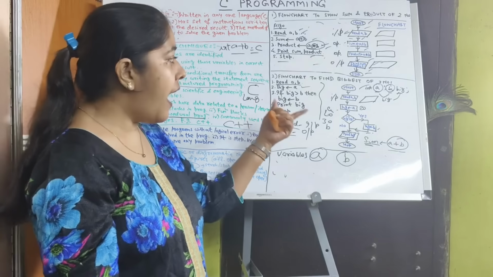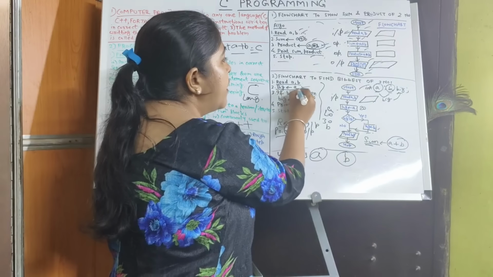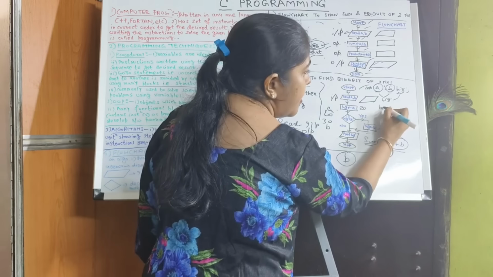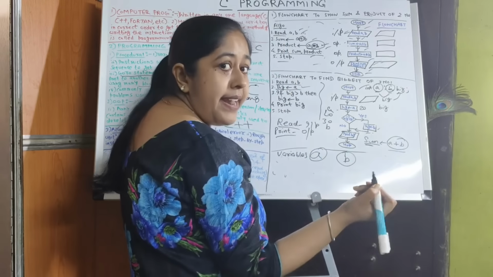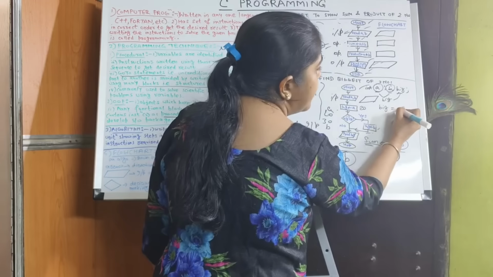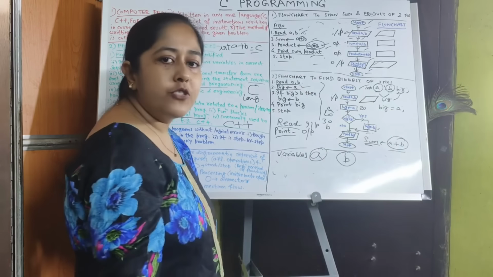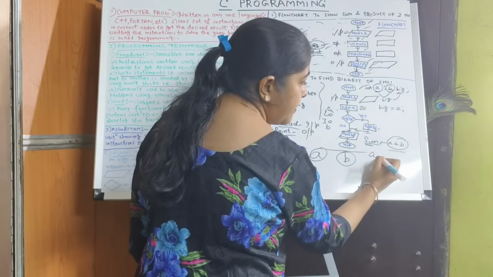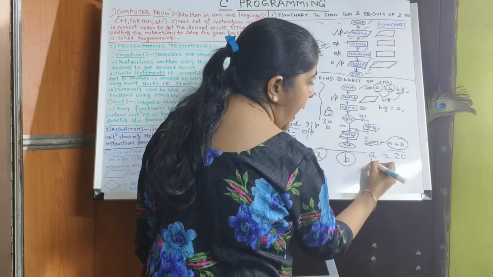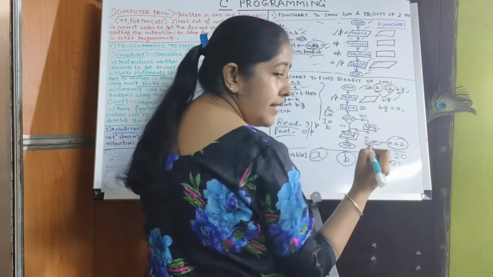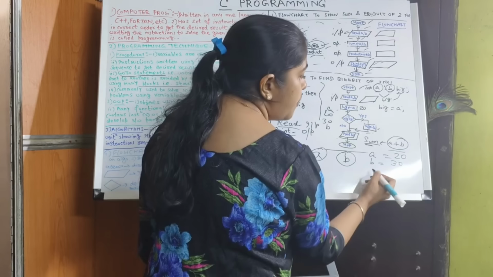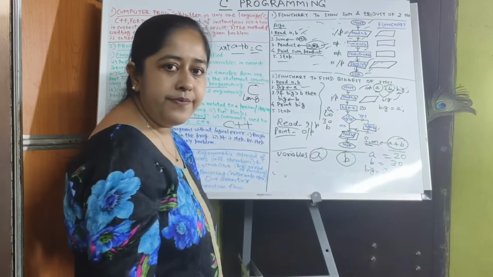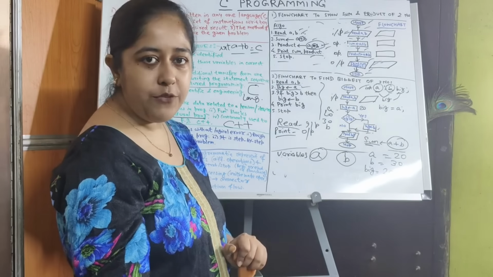Then afterwards, big equals to A. Now big is my container where I am putting the value A. Big equals to A. Now my big container is having, suppose if I am taking A as 20 and B as 30, so in this condition, first of all, this big will contain 20 since it is my A's value.